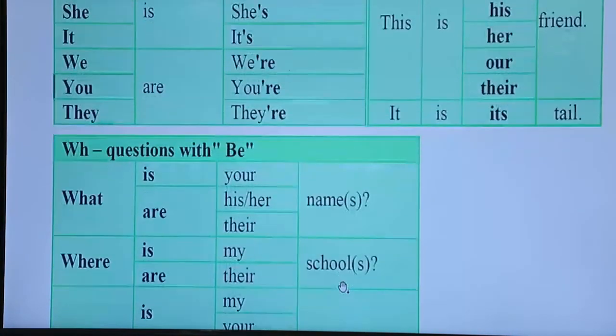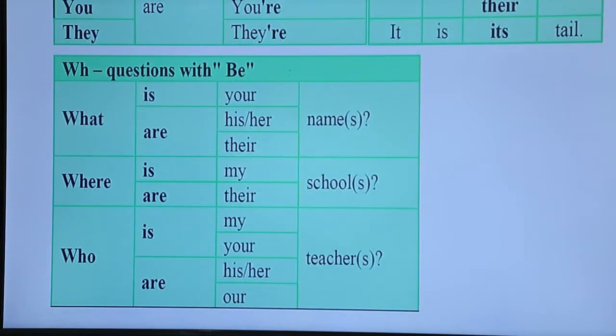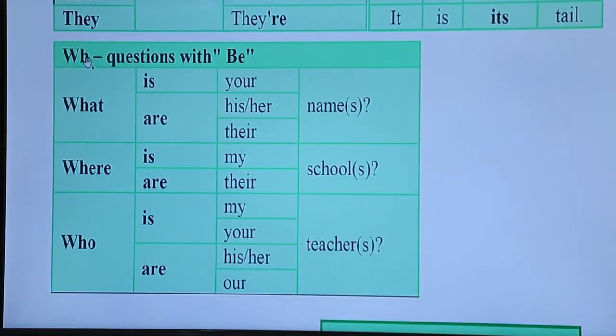Let's go to the next part. In the next part, if you remember, we practiced WH questions with be. For example, what is your name? Or what are their names? After the word what we can use to be. After where we can also use to be. For example, where is my school? Or where are their schools? After who also we can use to be. Who is my teacher? Who are our teachers?